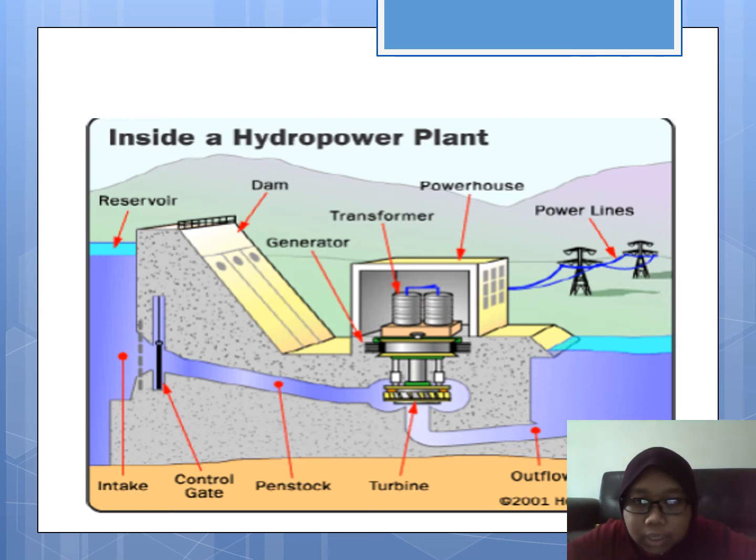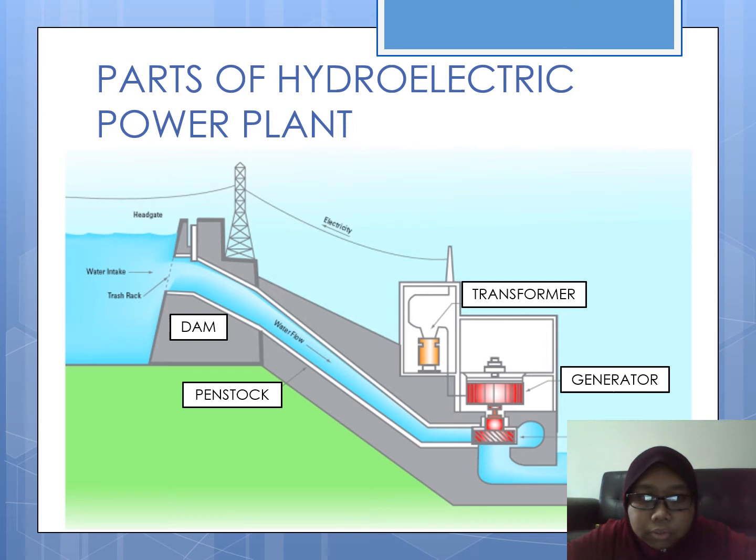So we see another clear view. So these are other parts of the hydroelectric power plant. So first things first, you have the dam that holds the water in the reservoir, the water intake. And then we have the penstock. Penstock is the pipe or area that makes the water flow down. Okay, flow down into the turbine. So inside the turbine area we also have the generator, and then we have the transformer.